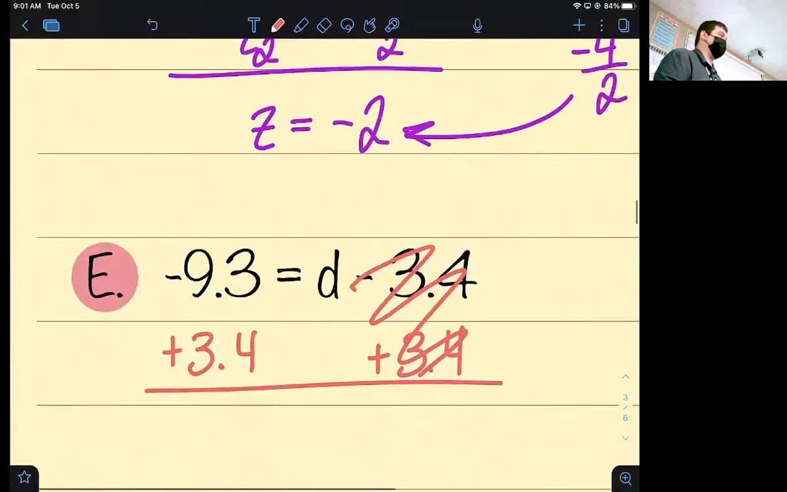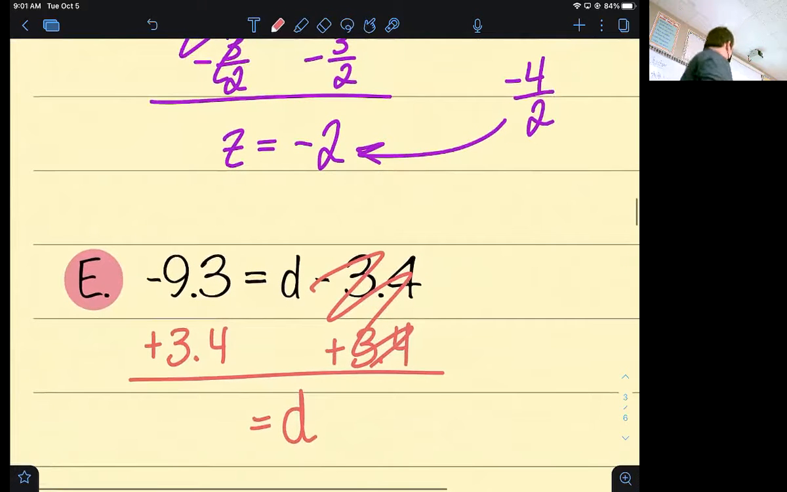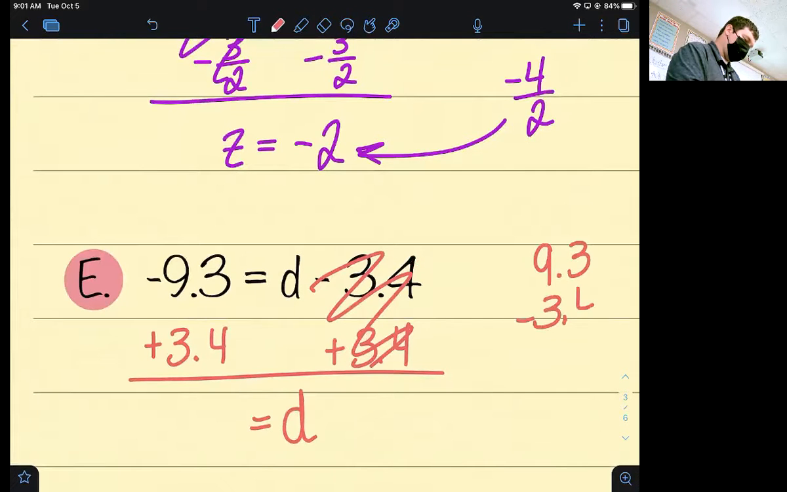It does no good to get the -9.3 by itself. It's already by itself. Am I going to go to war or am I going to join forces on this one? Go to war. And so I'm going to write it off to the side, even though the larger number is technically already on top. I wouldn't have to do this, but I'm going to do it anyways.